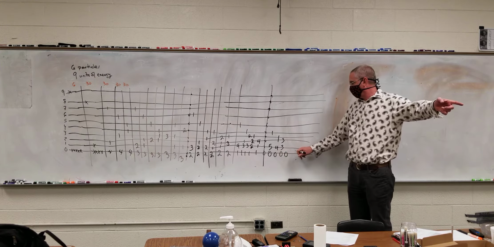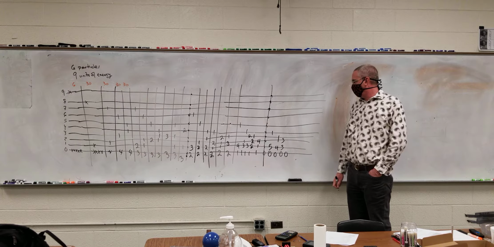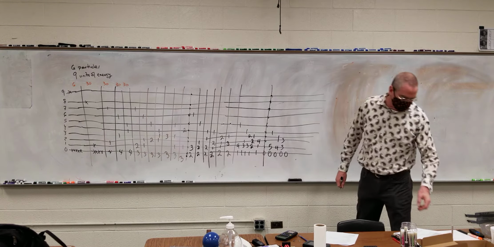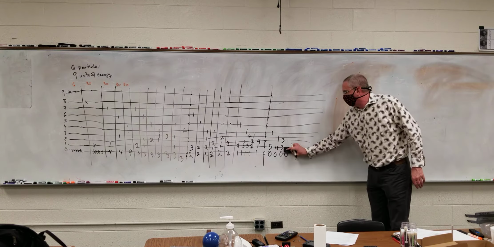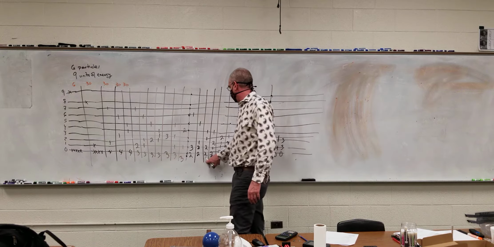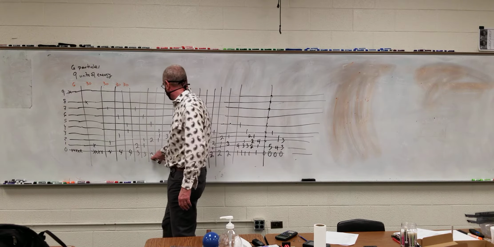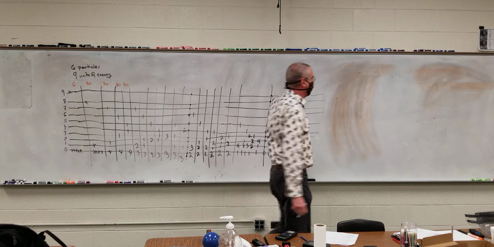Sorry, you were saying? I'm still thinking. I think that's it. So I got 3, 4, 5, 6, 7, 8, 9, 10, 11, 12, 13, 14, 15, 16, 17, 18, 19, 20, 1, 2, 3, 4, 5, 6. I got 26 different combinations.